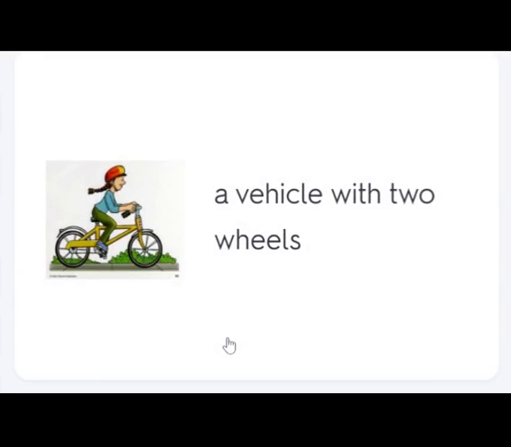We all know what a bicycle is. A bicycle is going to have 2 wheels. And what do those 2 wheels do? They spin in a circle.